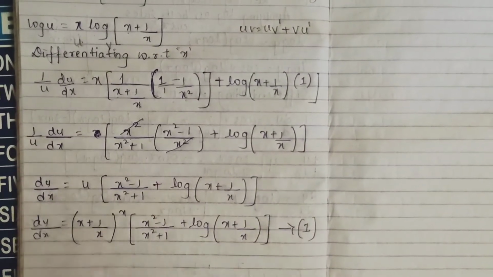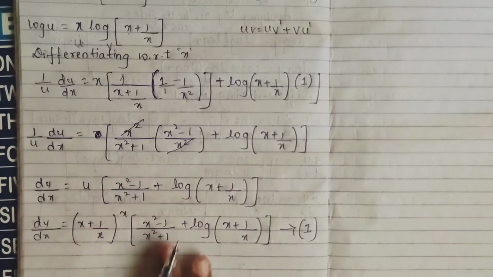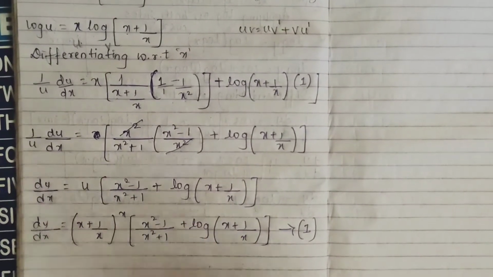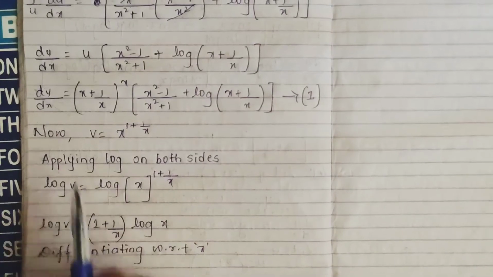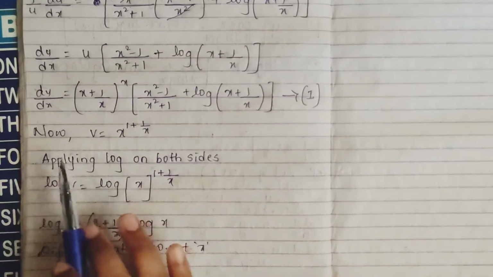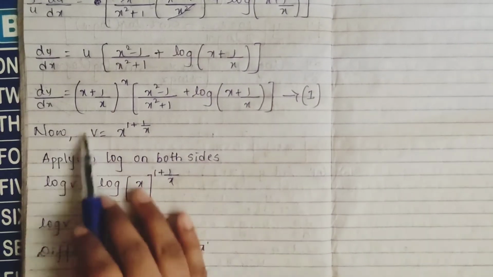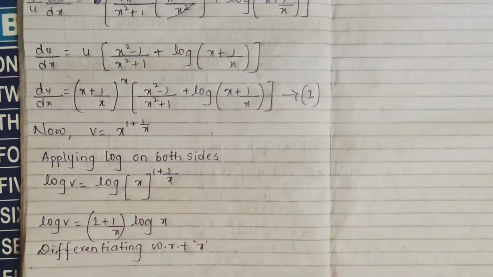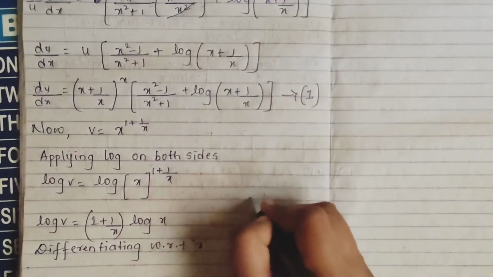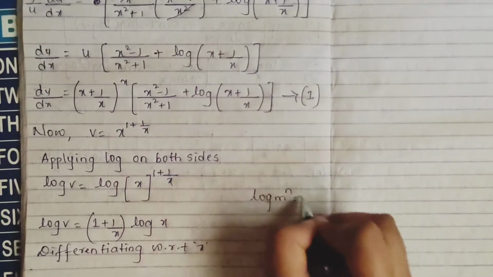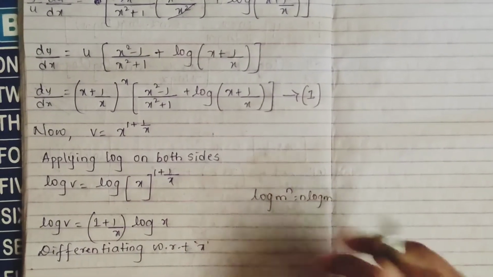In the same way, now we will consider v, applying log on both the sides, differentiating it, and we will find dv by dx. So the same way, next we are considering v is equal to x raised to 1 plus 1 by x, applying log on both the sides. So this will be log v and this will be log of x raised to 1 plus 1 by x. Which identity will it be? Log m raised to n is what? n log m. Okay, so the same we are applying it.